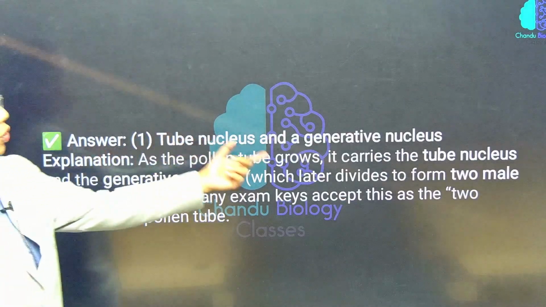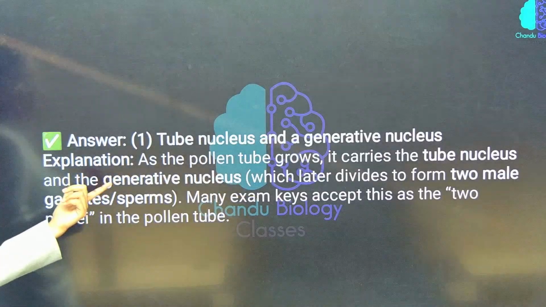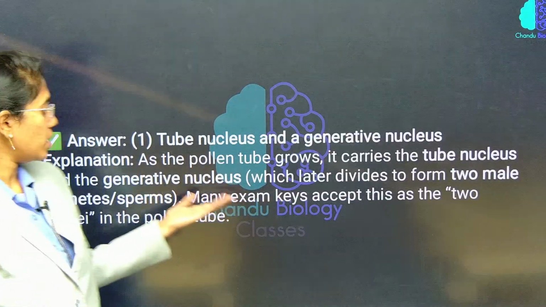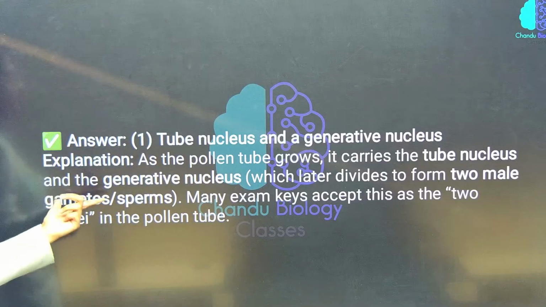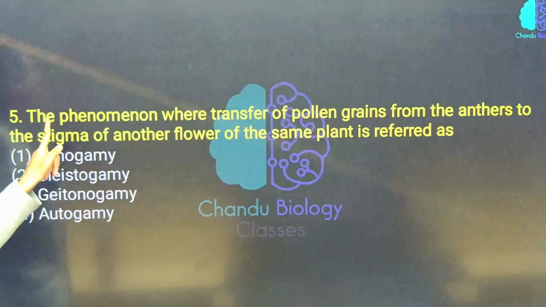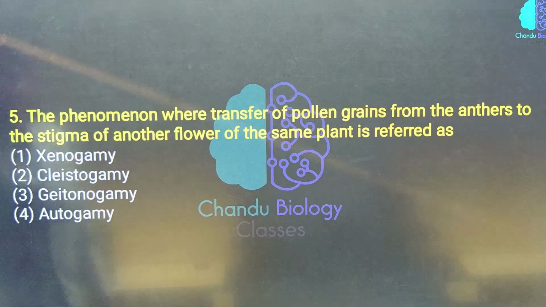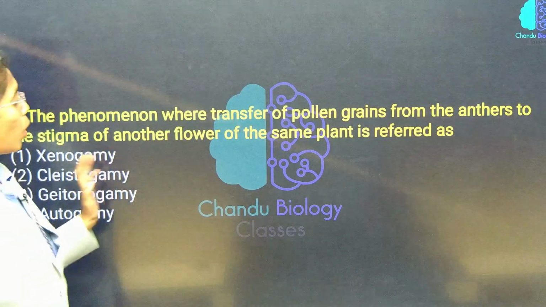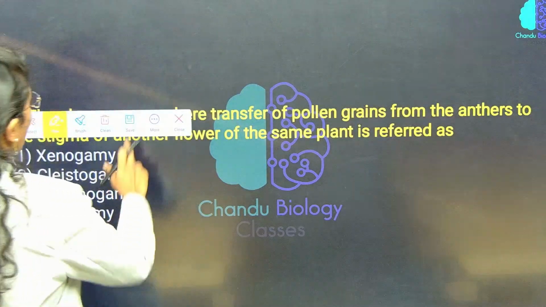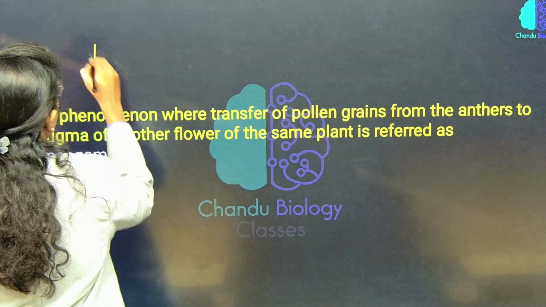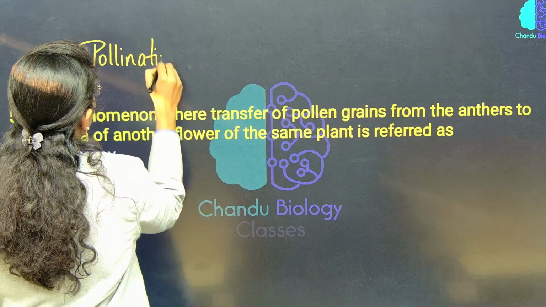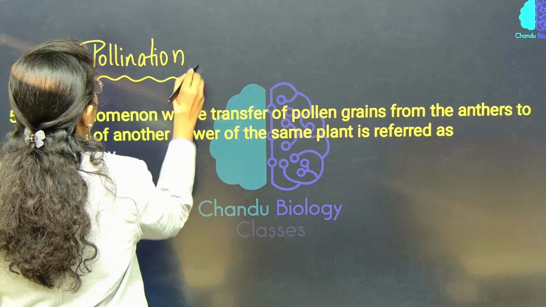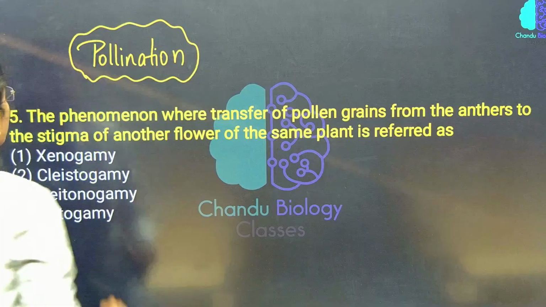As the pollen tube grows, it carries tube nucleus and generative nucleus, which later divides. This generative nucleus will later divide again into two male gametes, one of which will fuse with egg cell and the other fuses with polar nuclei. Yeah, this is from pollination. Answer carefully.